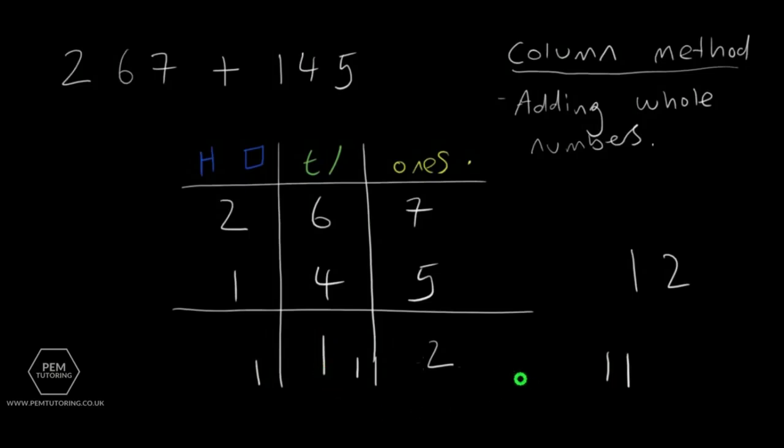So we put the 1 there. We now add the hundreds. So we have 200 plus 100. That is 300, plus the extra 100 we carried from the tens column. So that is going to give us 400. And that is the answer. So 412.